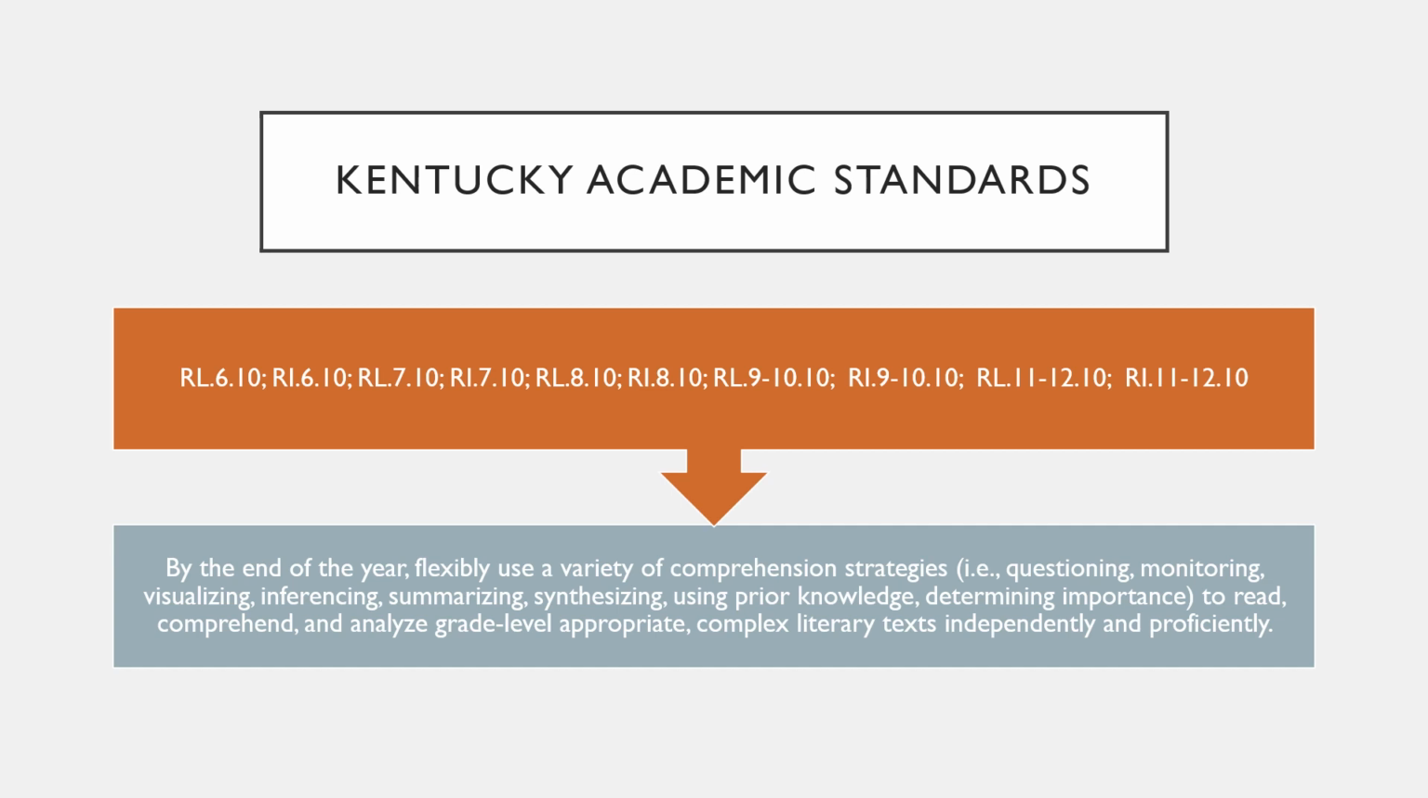Let's look at this reading standard. It says, by the end of the year, flexibly use a variety of comprehension strategies such as questioning, monitoring, visualizing, inferencing, summarizing, synthesizing, using prior knowledge, and determining importance to read, comprehend, analyze grade level appropriate, complex literary text independently and proficiently. This is standard 10 for each grade level.